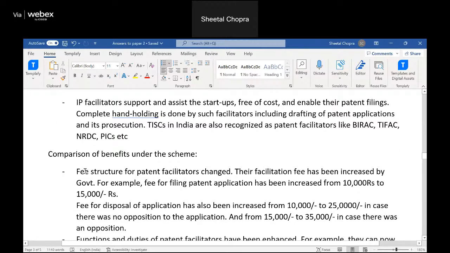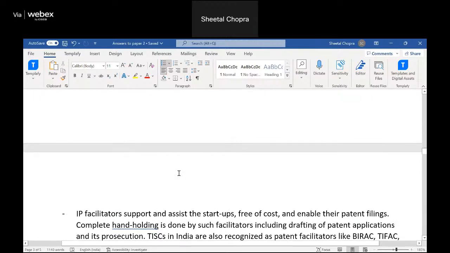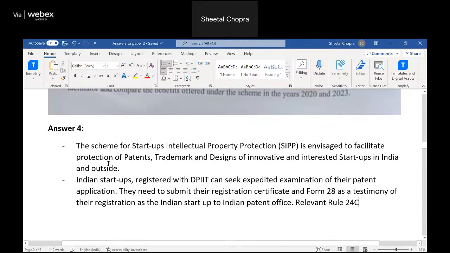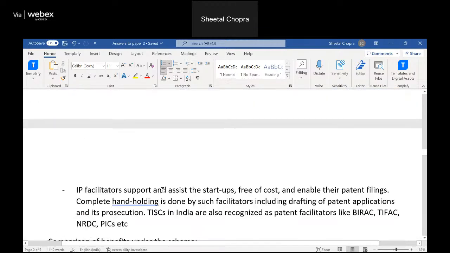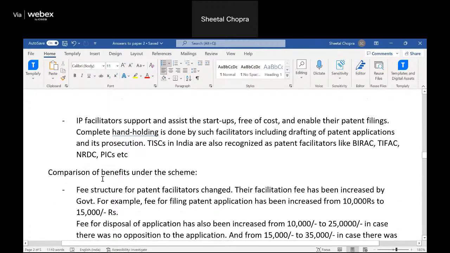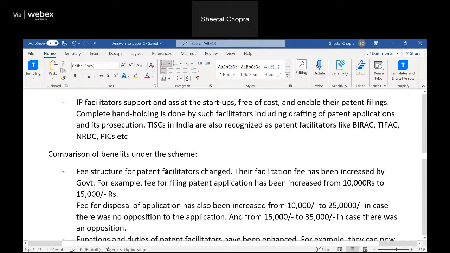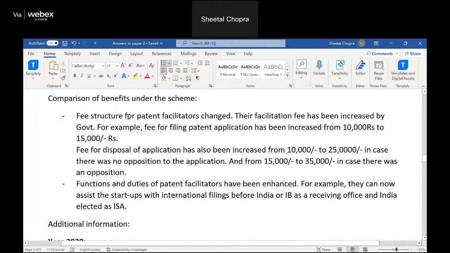Now, the third portion. There were 3 pointers. One is about SIP scheme, then about IP facilitators, and third was about comparison of the benefits of the scheme. So there are 2 broad changes that have happened between the 2020 and 2023 scheme. What are the changes? One is a change in the fee structure. The fee structure for patent facilitators changed in 2023. The facilitation charge has been increased from 10,000 to 15,000 rupees, which was lesser in the 2020 scheme.